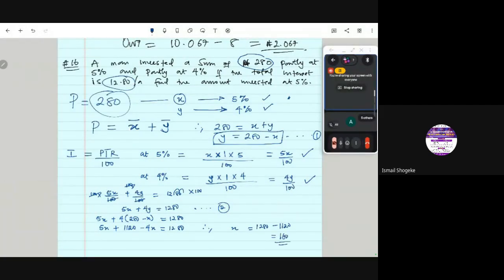160. So that means that out of this 280 principal, the amount invested at 5% is 160. So what amount did he invest at 4%? That would just be 280 minus 160, which is going to be 120. Do you understand? So this is at 5%. This is at what? 4%. Is this clear?